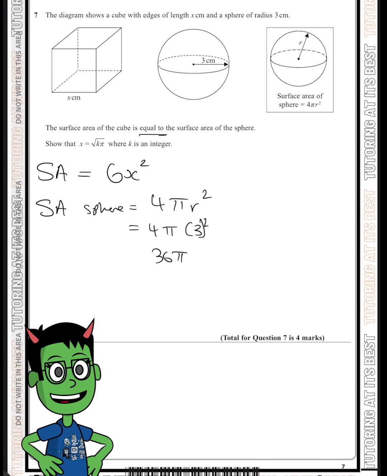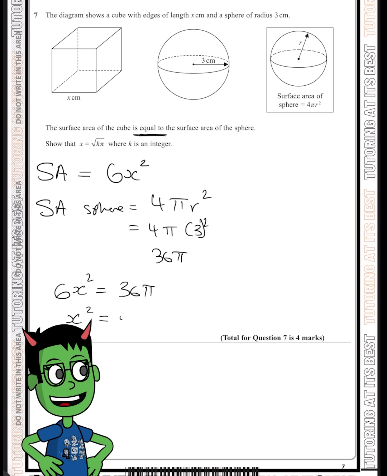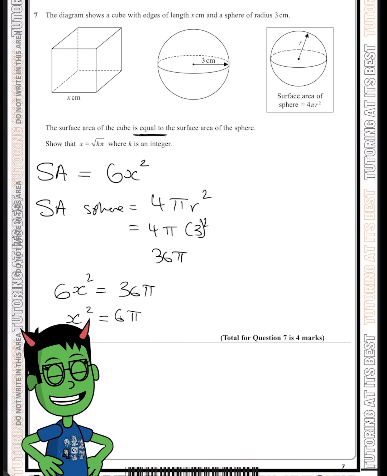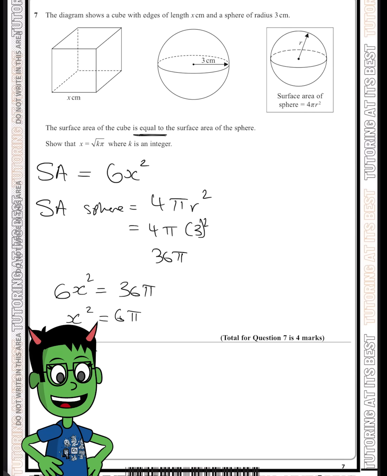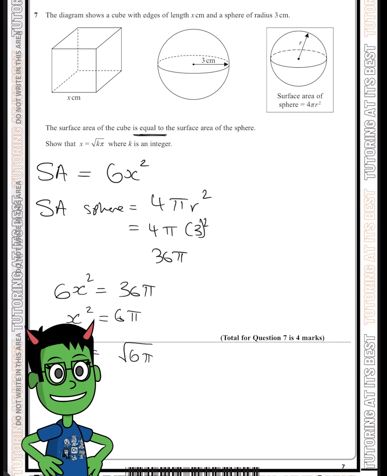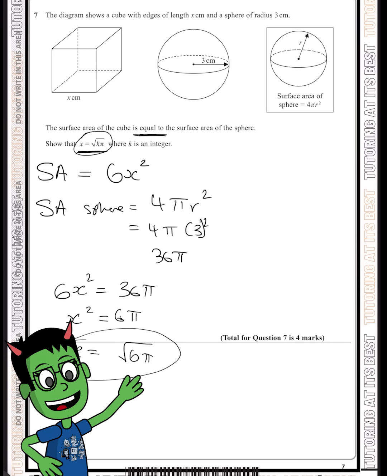So if we know that they're equal, we'll just have 6x squared equals 36 pi. We'll divide both sides by 6, so we're left with x squared equals 6 pi. And then if we go ahead and make x the subject, we'll simply have x equals root 6 pi, and that is our answer. And that's the form that they wanted it in.